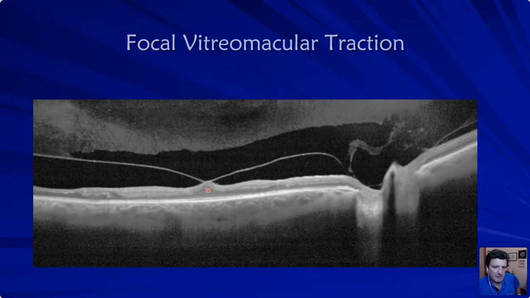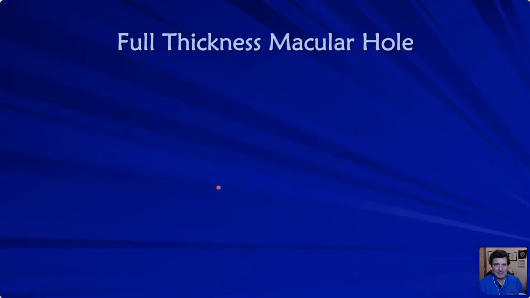This might be a 6-month follow-up, maybe an 8-month follow-up, depending on how long it's been going on. And there's a chance that this can let go on its own, or it can turn into a lamellar hole, or it can turn into a full thickness macular hole. But I just wanted to give you some of the terminology out there: vitreomacular adhesion versus vitreomacular traction, focal and broad.